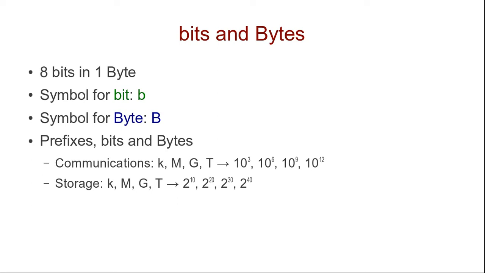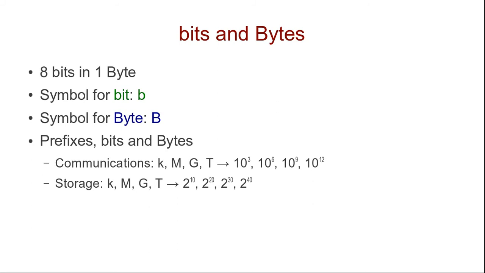But when we talk about storage, those same prefixes, K, M, G, and T, commonly refer to slightly different values. And in their binary forms, 2 to the power of 10 for kilo, 2 to the power of 20 for mega, 2 to the power of 30, 2 to the power of 40, and so on. Note there are different values.